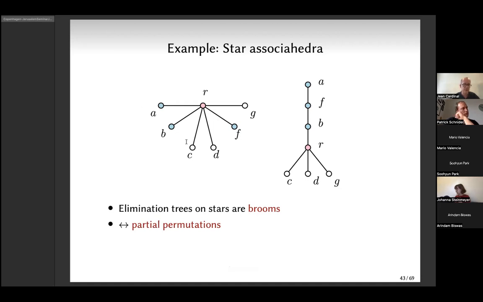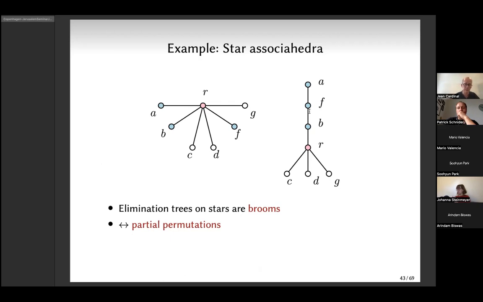It's a permutation of a subset of the leaves of the star. And that's all you need to define the elimination tree: in what order you eliminate this subset in the tree, and then the rest is defined. Okay, so the vertices of the stelohedron, the associahedron of the star, are one-to-one with partial permutations. So all permutations of all subsets of the leaves of the star, right? And now what are rotations there?